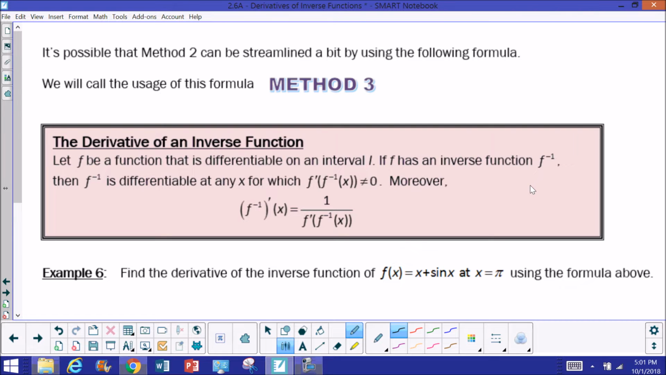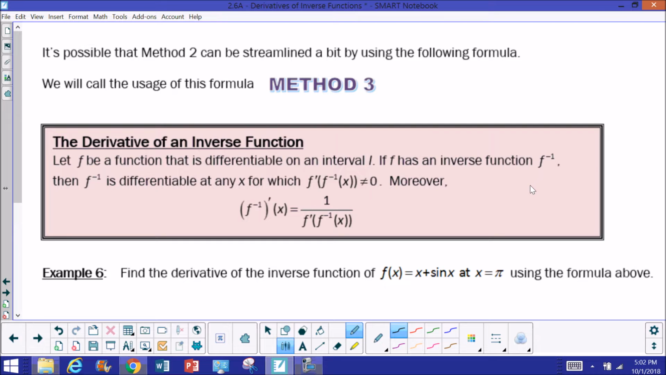If you're watching from outside of Avon, I will have videos posted that might describe method 1 and 2. But method 3 is sort of a foolproof method that's going to allow you to answer virtually any kind of question, whether it's written as an equation or written in a tabular type of method that you could encounter on the AP exam. So you've got the formula here in this box, the derivative of an inverse function.